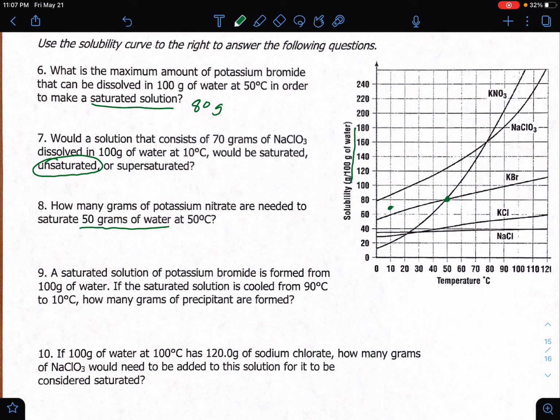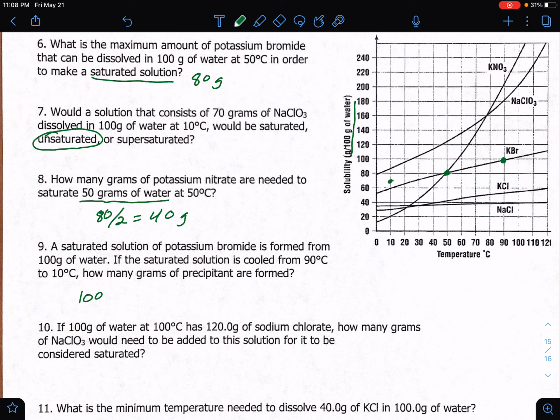9, a saturated solution of potassium bromide is formed from 100 grams of water. If the saturated solution is cooled from 90 degrees to 10 degrees, how many grams of precipitate are formed? So how much of that dissolved substance will turn back into a solid? Okay, so we're going to find the point where we start. So at 90 degrees, I'm going to find my potassium bromide line. So that's KBr. So 90, I'm going to go up. So that is roughly about, look to the left, and that is about 100 grams. And I'm going to drop the temperature all the way to 10. So that's going to take that right about here at 60 grams. So 100 minus 60 means that 40 grams are now going to turn back into a solid.